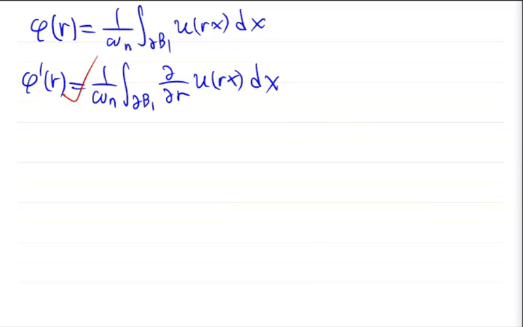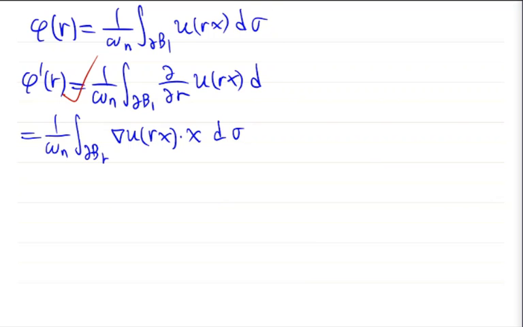This is valid. Now by the chain rule, this is just 1 over omega n, integral over dB1, the u prime (rx), then inner product with x by the chain rule. Or you can write the gradient of u at the point rx, inner product with x, then d sigma. Sorry, this is a surface integral, d sigma.